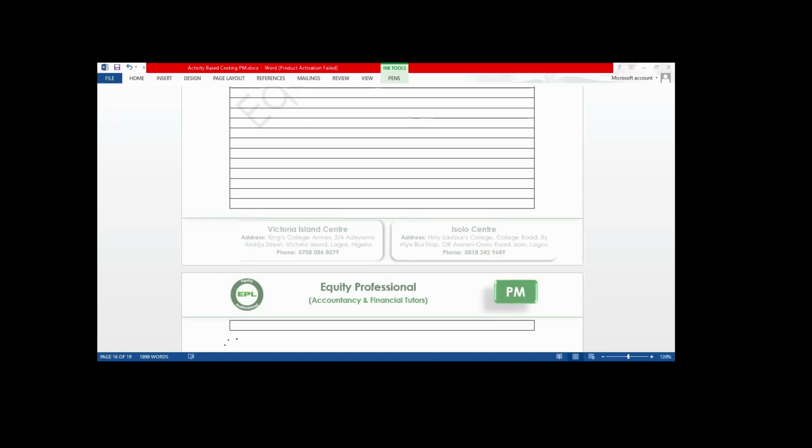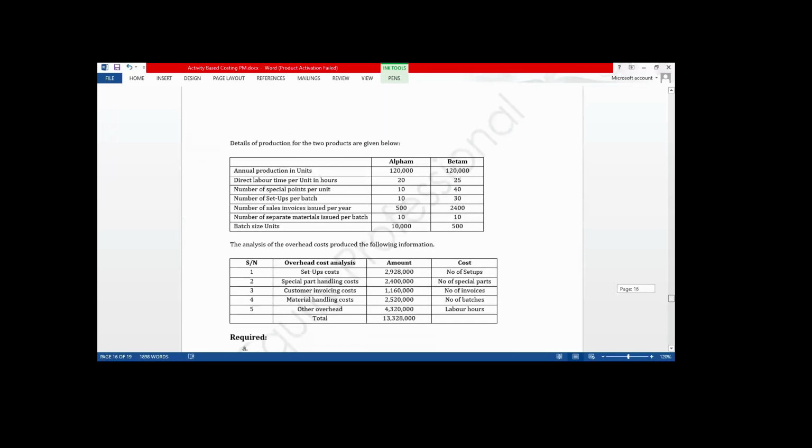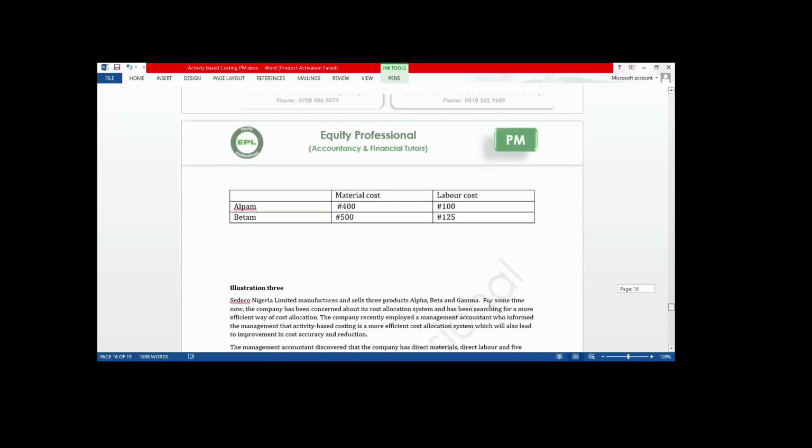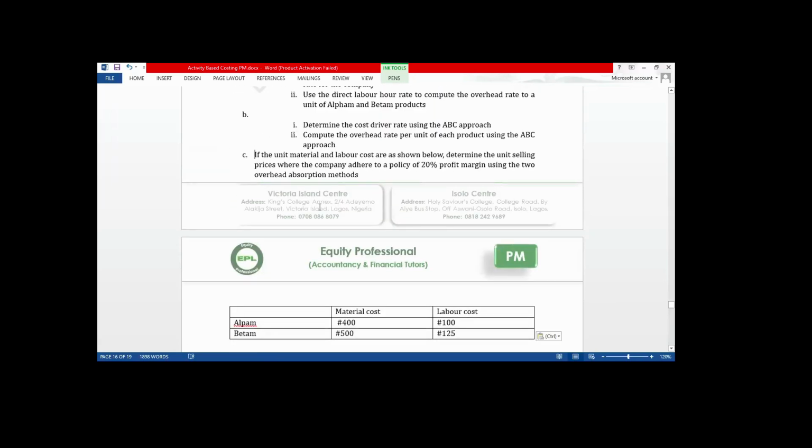All right. I want to treat requirement C using the solution we have done. Now go back to that question. Look at requirement C. Please assume this requirement C is part of the question we just solved. Let me copy it.